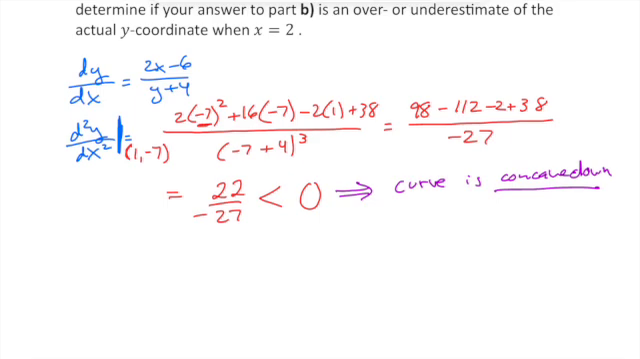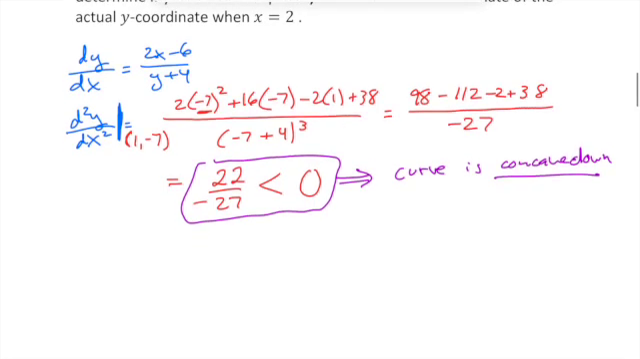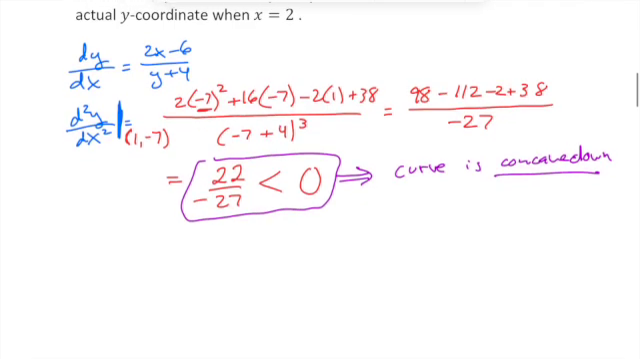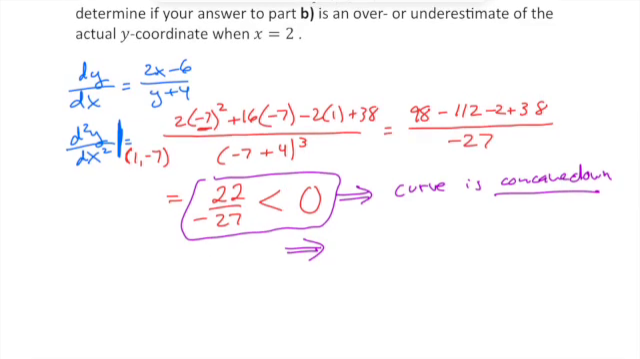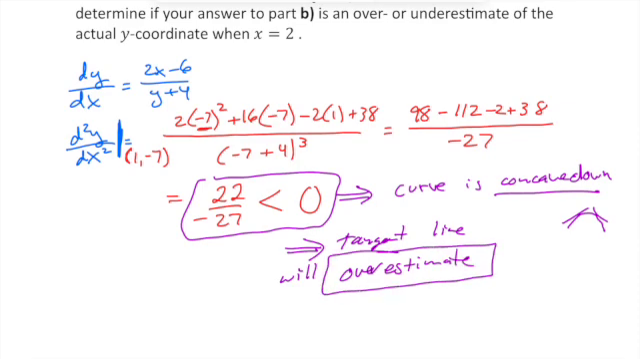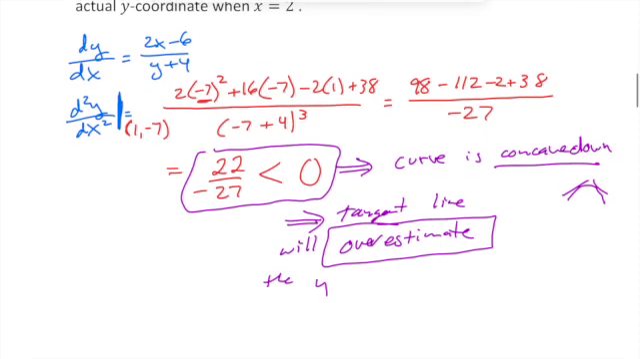I don't know if that's necessary to really say, as long as you cite that the second derivative is negative. That's what we were really after. Don't leave any room for doubt in the graders' minds. Second derivative is negative, therefore the curve is concave down. Therefore, this tangent line is going to be, and if you'd like to draw a picture to convince yourself, your tangent line is going to be an overestimate. So your final answer here is your tangent line will overestimate that y coordinate.